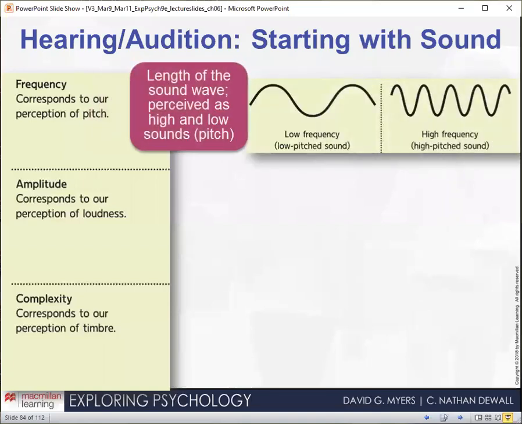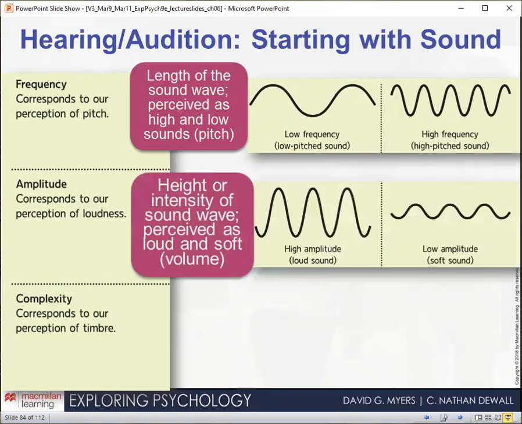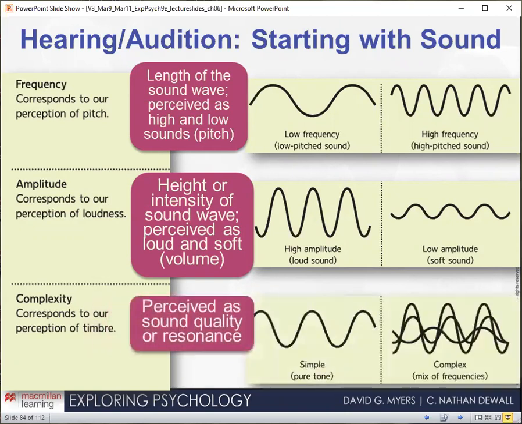First, we have frequency. It corresponds to our perception of pitch. The length of the sound wave perceived as high and low pitches. We have amplitude, which corresponds to our perception of loudness. The height or intensity of the sound wave perceived as loud and soft. Complexity corresponds to our perception of timbre, perceived as sound quality or resonance, from a simple pure tone to a bunch of mixed frequencies.